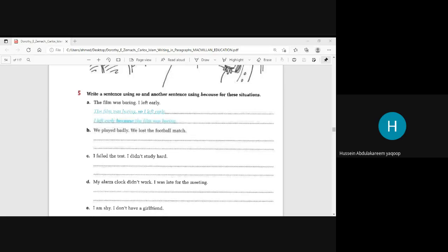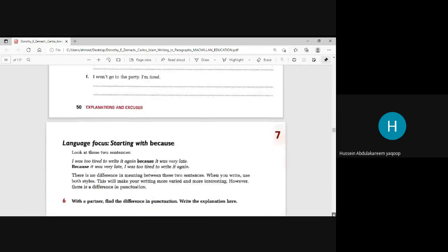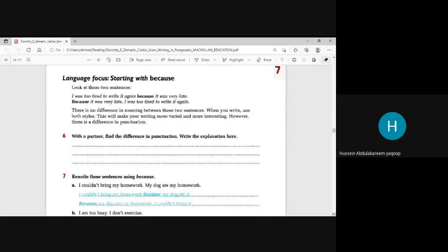Okay, I think your colleague already did this one. Okay, sorry. Okay. My alarm clock didn't work, so I was late for the meeting. No. I was late for the meeting because my alarm clock didn't work. That's okay. I think this is enough with this exercise. Let's move to the next page. Page 51. Please follow me.